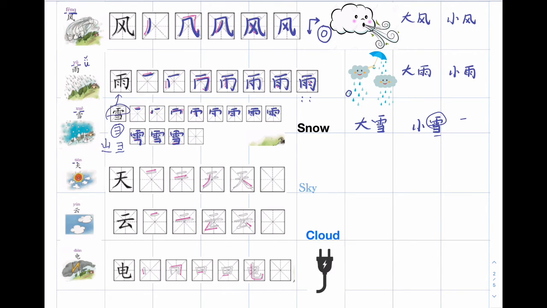天, tian, it means sky. Okay, 天. It doesn't mean sun. This is not good illustration. 1 2, 1 2 3, 1 2 3 4. 4 strokes we have 天.